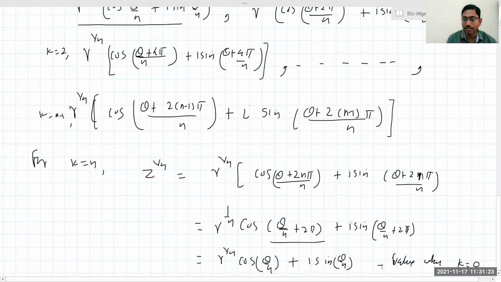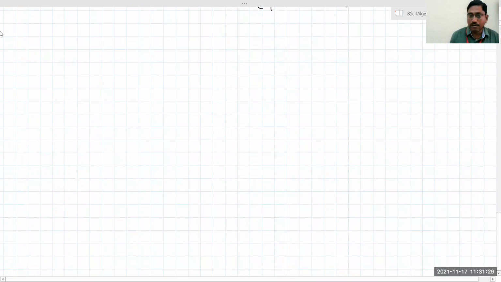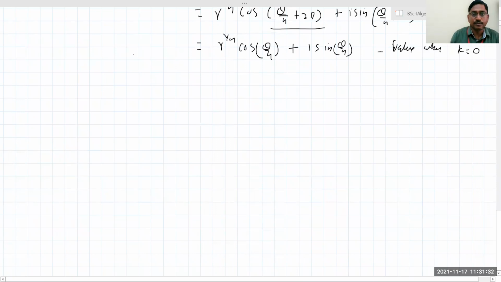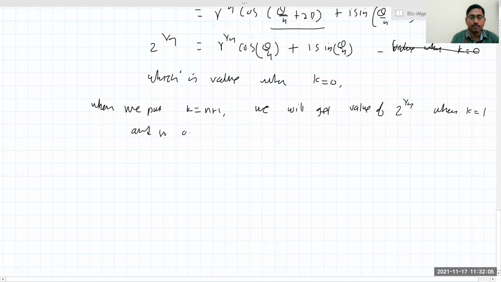And why all are distinct, that I have to mention here. So I will write here, since the value when k equal to 0... when we put k equal to n plus 1, we will get the value of z raised to n when k equal to 1, and so on. So that means these are repeated.